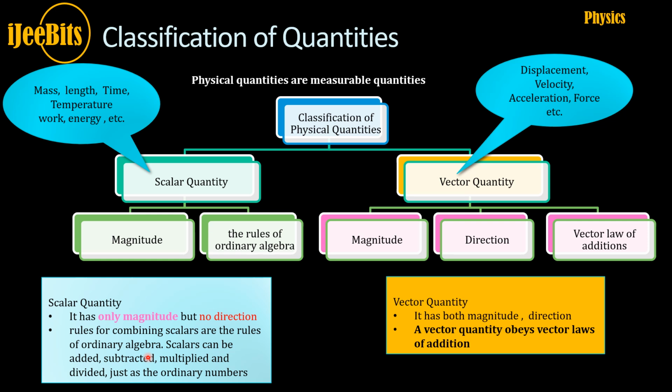All right. So recapping again, classification of physical quantity. The physical quantities are all measurable quantities. Make a note of it. We have scalar quantity and vector quantity, and scalar quantity is further defined by magnitude and follows the rules of ordinary algebra. Whereas vector quantity has a magnitude and a direction. The vector law of addition is what we use for adding two vectors. Okay, so let's move on to the next topic.